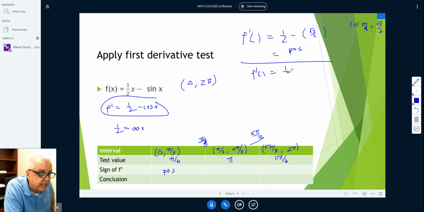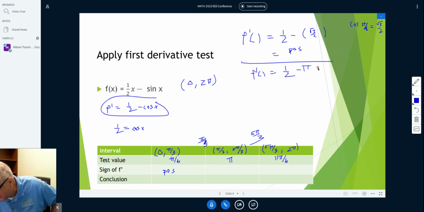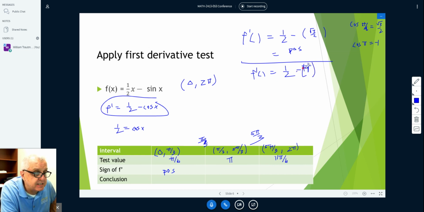So the next one, I'm plugging in pi. The next test point is pi. I have to find the cosine of pi. The cosine of pi equals -1. So I plug -1 into the function. 1/2 minus a -1 ends up being 3/2.